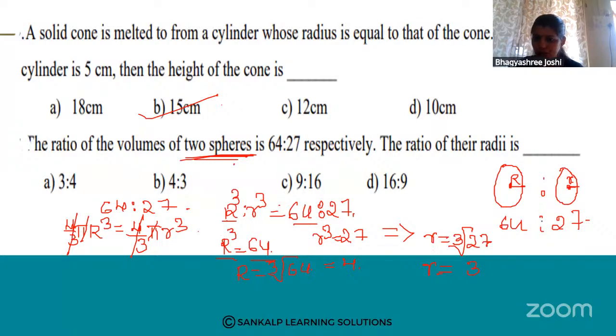Now the ratio of the radii is R is to r. So capital R is 4 and small r is 3. So 4 is to 3. Which option is right here? Option B is right. 4 is to 3.